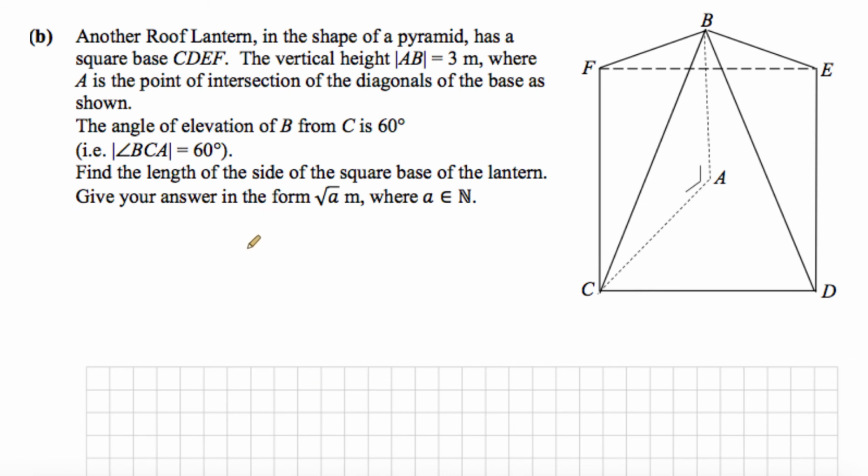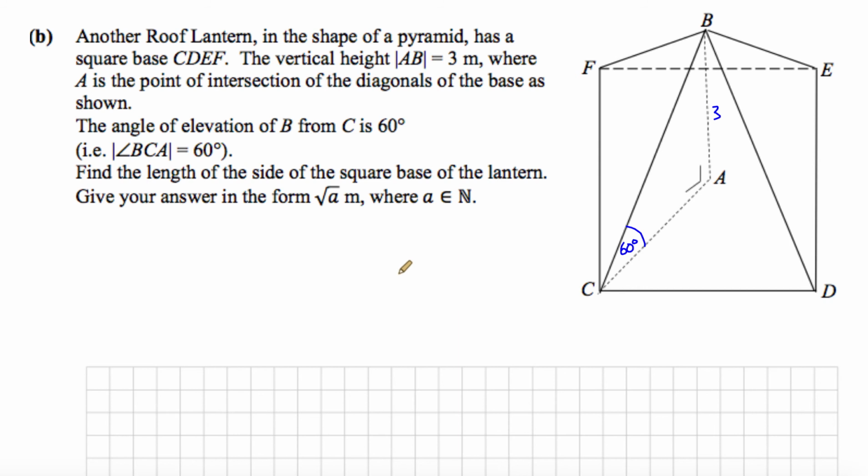Another roof lantern in the shape of a pyramid has a square base CDEF. The vertical height AB is 3 meters. So AB, this side here, that's 3 going from A to B, where A is the point of intersection of the diagonals of the base as shown. The angle of elevation of B from C is 60. So that's this angle in here. That's 60 degrees when you're looking in there. Find the length of the side of the square base of the lantern.